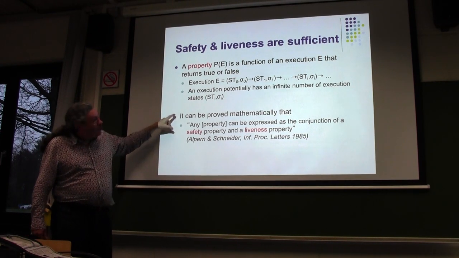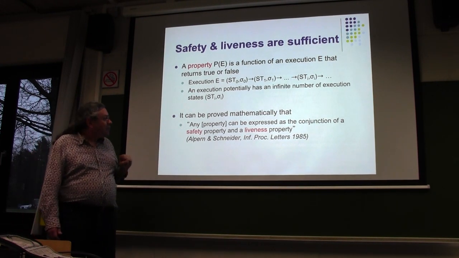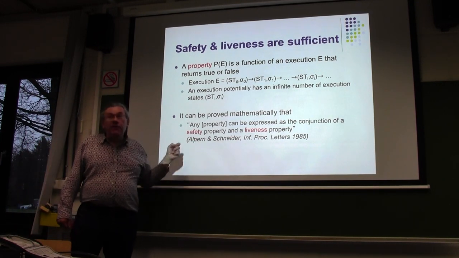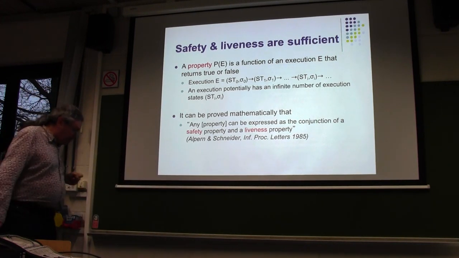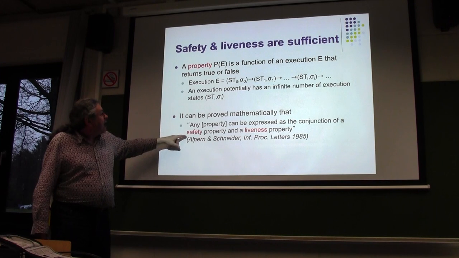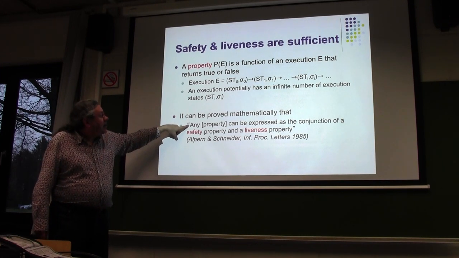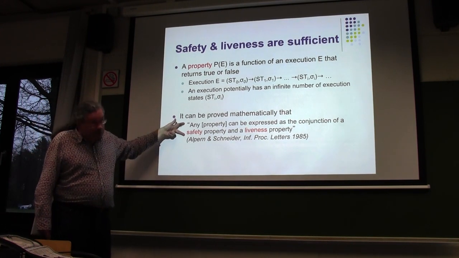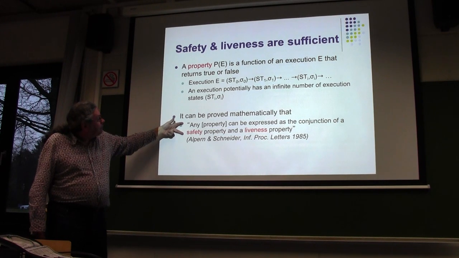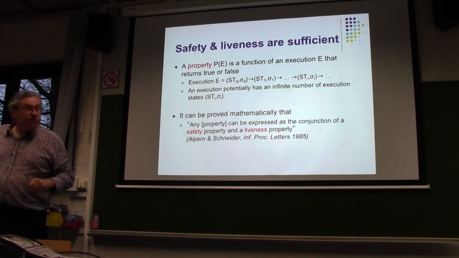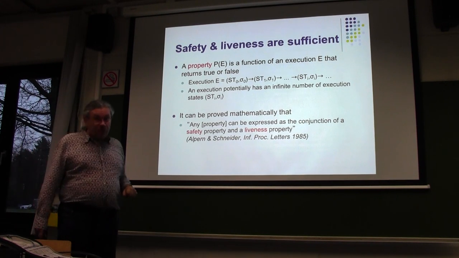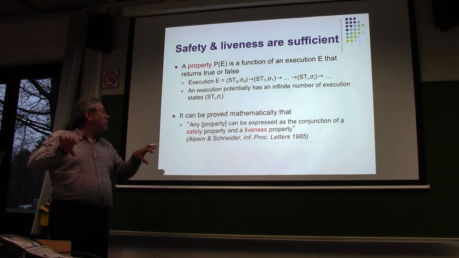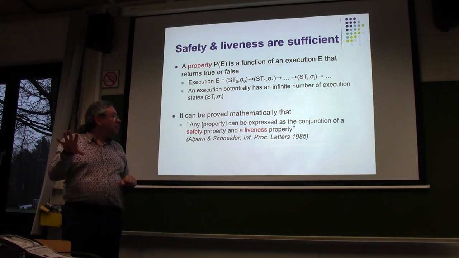And in fact, there is a very important property of safety and liveness, which I will not prove. But if you are mathematically inclined, you can find this pretty easily. But the proof is not so simple. It's using properties of topology. Any property of a system can be expressed as the conjunction of a safety and a liveness property. So this is a mathematical result that holds for any property at all. So if you build a system and you have to satisfy some property, you can always separate that property into a pure safety and a pure liveness.